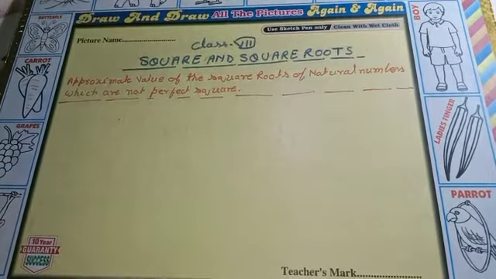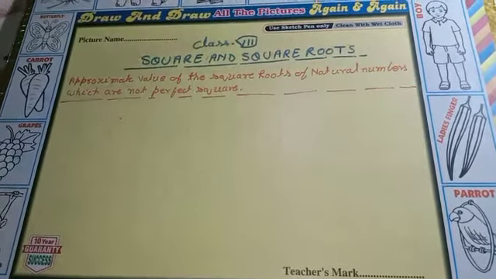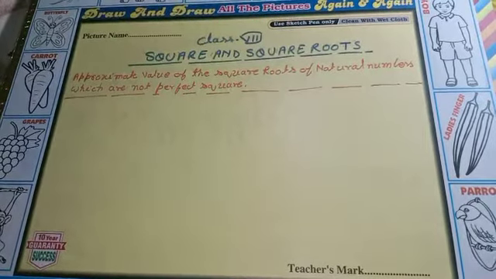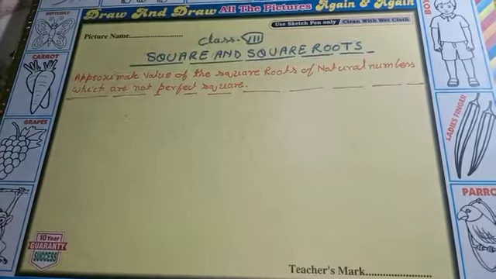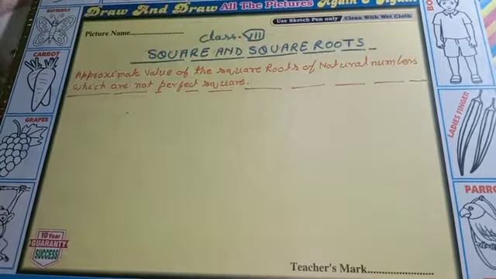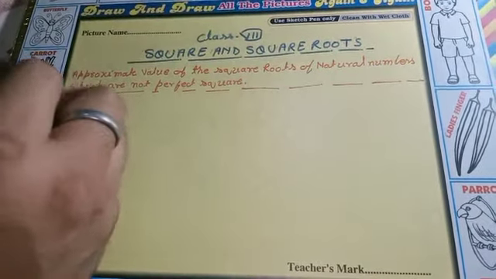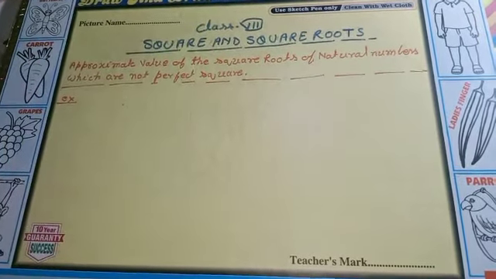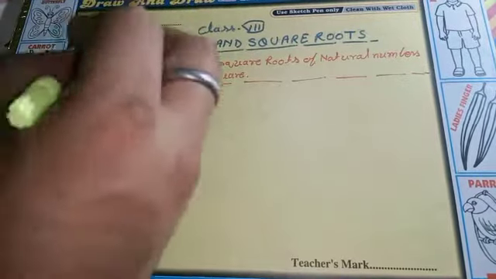Welcome students. Today we will start the topic: approximate value of the square roots of natural numbers which are not perfect squares. So first, see the example. Find the square root of 3 up to 3 decimal places.